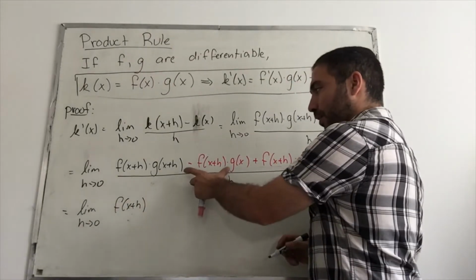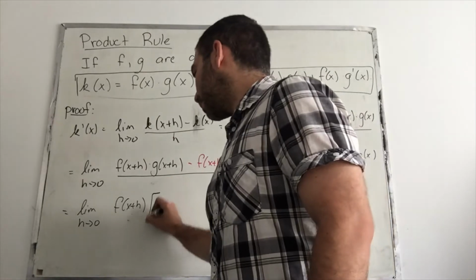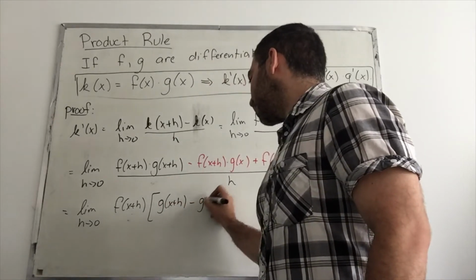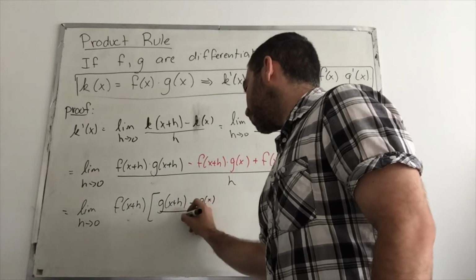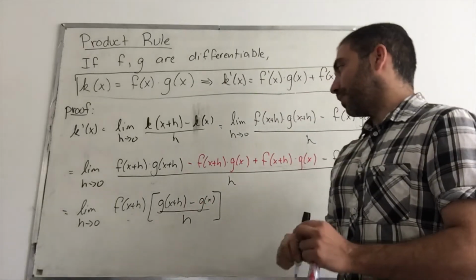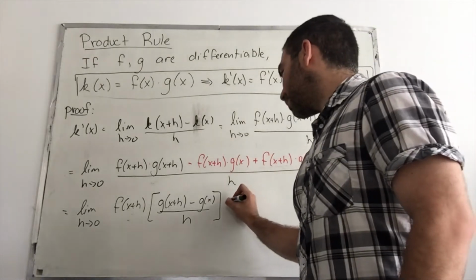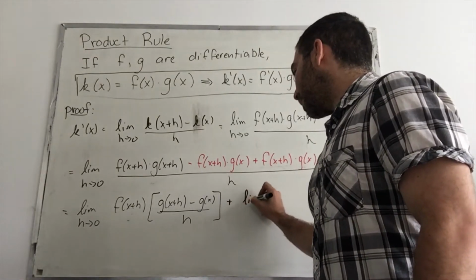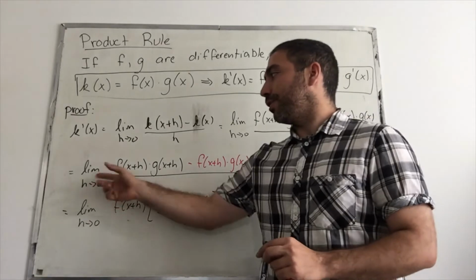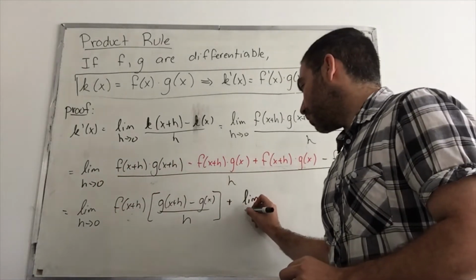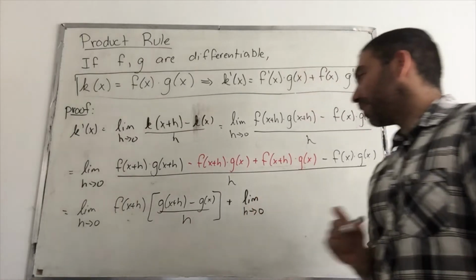If we factor that out, we're left with g of x plus h minus g of x, all that over h. Okay, so that's the first two terms. Now I'm going to take the last two terms, plus, and whenever you're taking the limit, you're taking the limit of each term individually, so I could split it up. This is our properties of limits. We're allowed to do this.